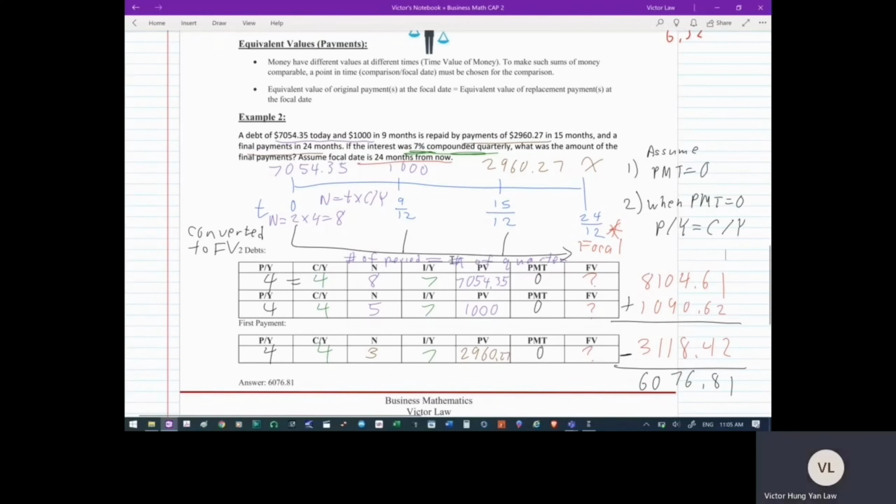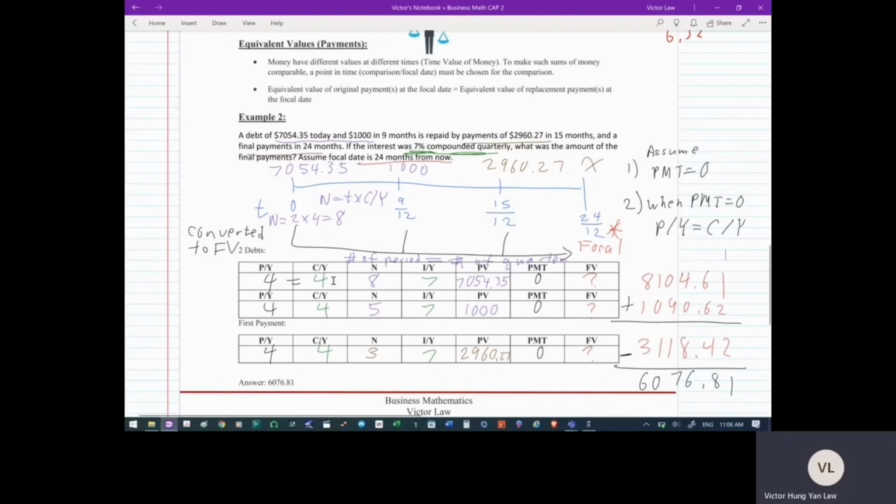8 quarters equals 8 periods, because in this question we're compounding quarterly, so 1 period equals 1 quarter. Therefore, 8 quarters is 8 periods, and that's our N. And then we have the assumption that we had before: PMT equals 0 for now. And when PMT equals 0, PY equals CY. So our PY is 4 because our CY is 4.